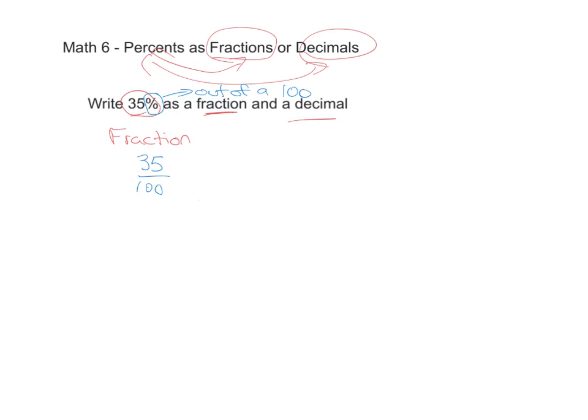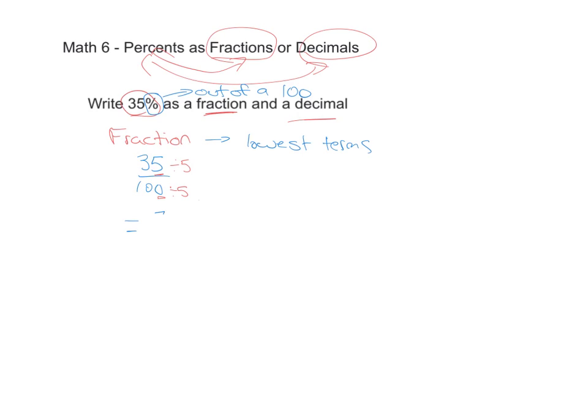Perfect. Now one thing that they might ask you to do is write your fraction in lowest terms. And we've done this before when we've dealt with fractions. So we want to write an equivalent fraction in lowest terms. We're asking ourselves, what number can we divide 35 and 100 by? I think most of us would quickly say you can divide both of these by 5, because we know our divisibility rules.